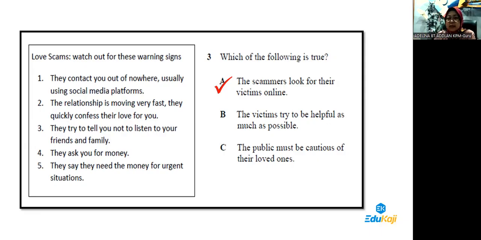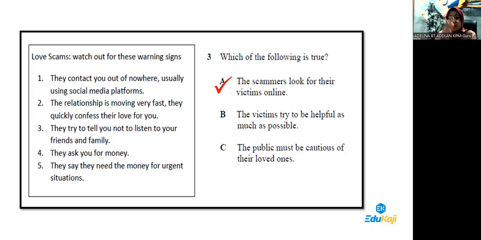Now, love scams, watch out for these warning signs. So this is actually a sign to inform us what we should be avoiding. Okay, we should avoid doing what. If they contact you out of nowhere, usually using social media platforms, the relationship moves very fast, they quickly confess their love for you. They try to tell you not to listen to your friends and family. They ask for money. They say they need the money for urgent situations. So this is actually a scamming activity that is very, very famous nowadays.